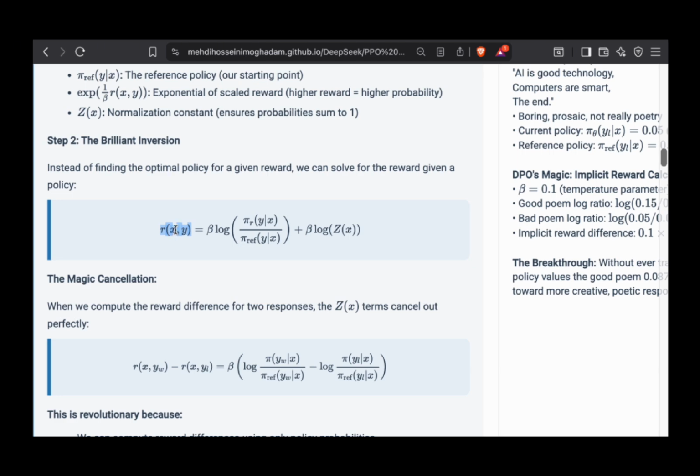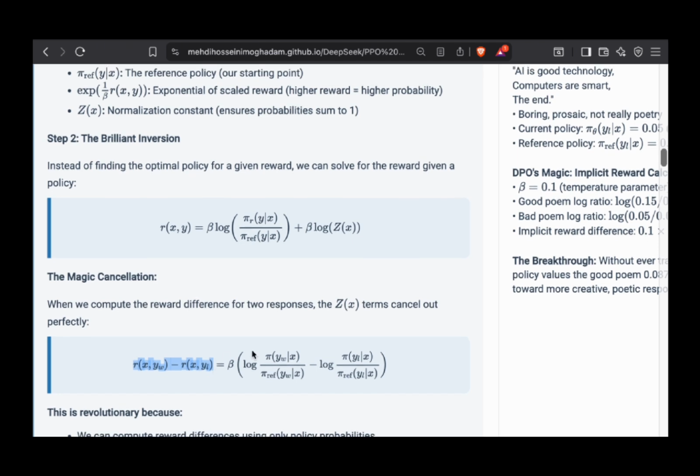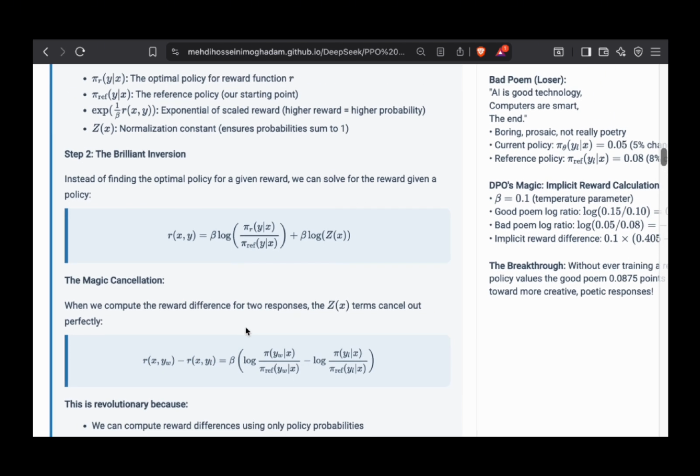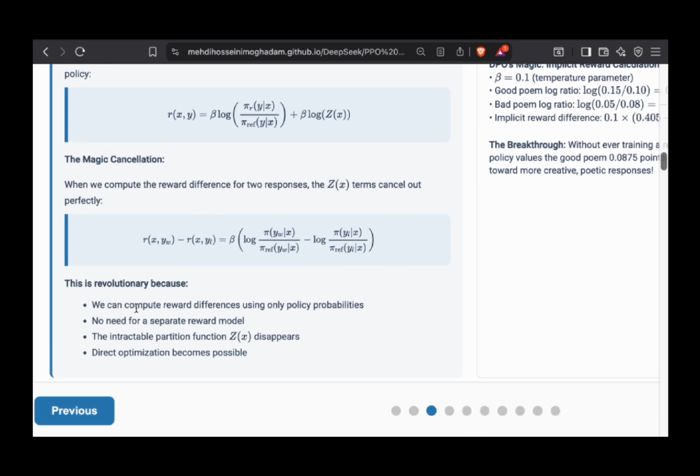It's just enough for us to understand the difference or comparison between two answers, the winning answer and the losing answer, and then we're good to go. So we can compute reward difference using only policy probabilities, which we always have. No need for a separate reward model, which we get rid of. The z of x disappears, we delete it. In this difference we have them cancelled, and this direct optimization becomes possible.